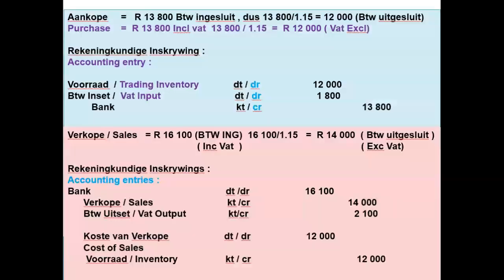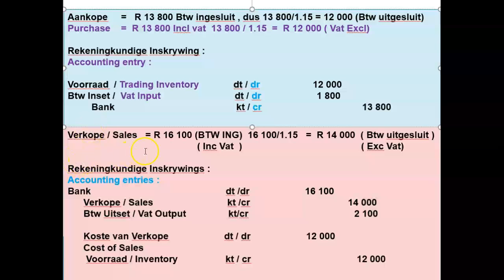Purchases: 13,800, but it includes VAT. So we have to remove the VAT. Guys, that's always your first step, remove the VAT. So the VAT exclusive purchase price was 12,000 Rand. What is going to be our accounting entry? We're going to debit trading inventory account with 12,000 Rand. We're going to debit our VAT input account with 12,000 times 15%, which is 1,800. And we're going to credit bank with the invoice amount of 13,800.